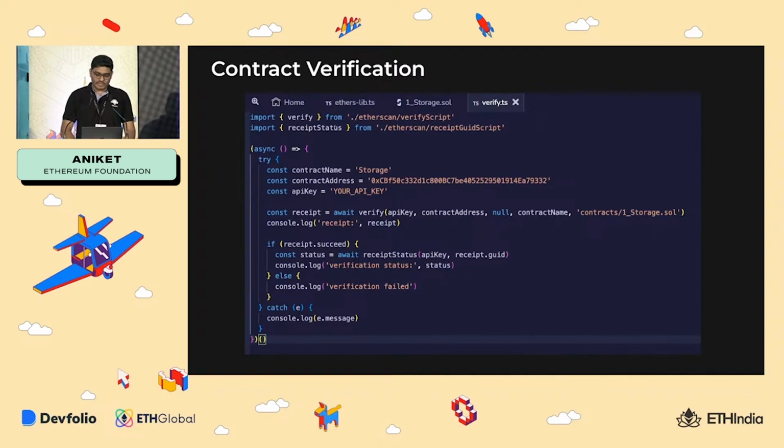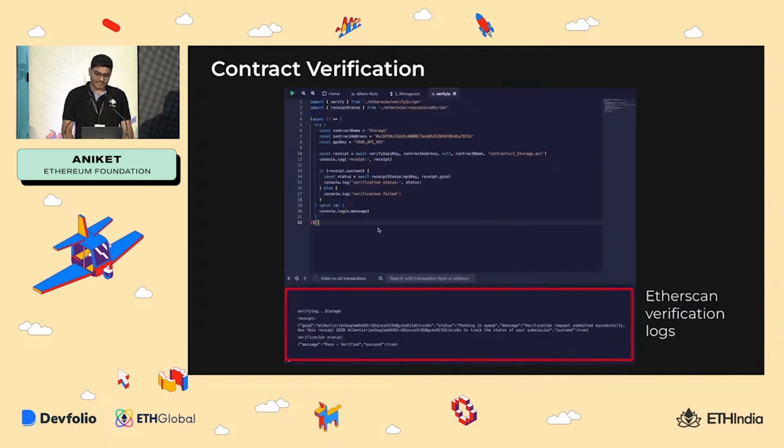So you can import those Etherscan scripts, and then give the desired values. Your Etherscan API key will be needed because it internally hits the Etherscan APIs. You can provide all the values required, and then run this script. The result from this script will come on the Remix terminal. You can see the result. We have received the receipt, and then we used the GUID from the receipt to check the status of that particular contract verification.